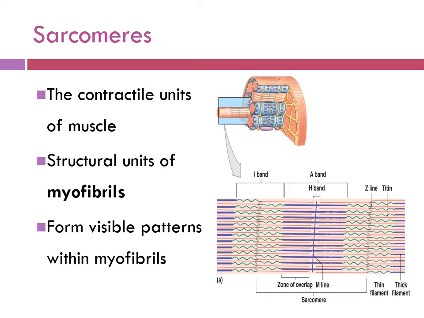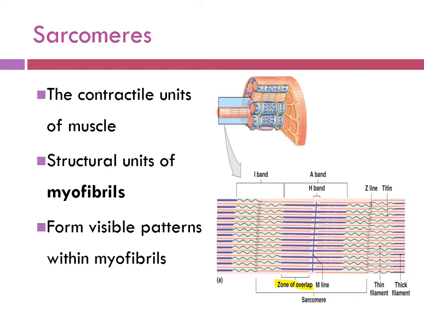Next is the M line. The M line is literally this line right in the middle of the sarcomere. It's where the two layers of myosin connect together in the center. So the center line of the sarcomere is the M line.